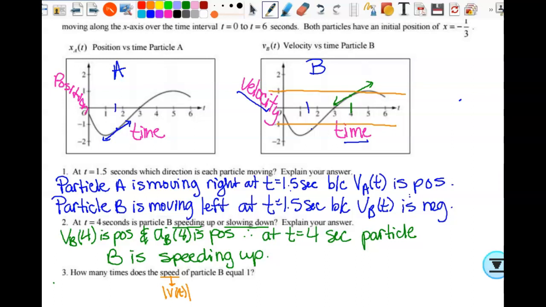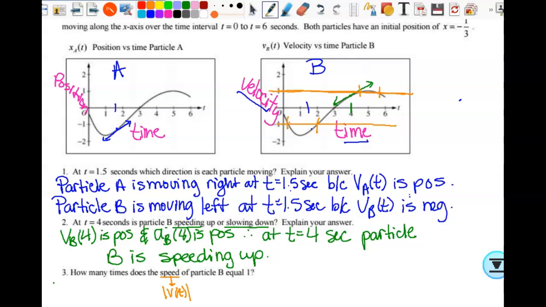So how many times does the speed of particle B equal 1? 4. 1, 2, 3, 4. You agree with that? This is when velocity equals 1. There's 2 times right here and right here where velocity equals 1. I don't know exactly what times there are, but do you agree with that? And then because speed is the absolute value of velocity, velocity could also be negative 1, because when I take the absolute value, it's 1, and there's 2 more times right there. And there's your 4 times. Okay? We good on that?